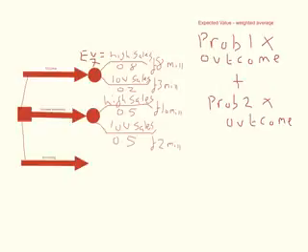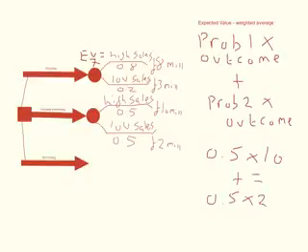So let's record that. So we've got 0.5 times 10 plus 0.5 times 2, which will equal 6 million. So it will equal 6 million. Again, we'll record this 6 million above the circle.